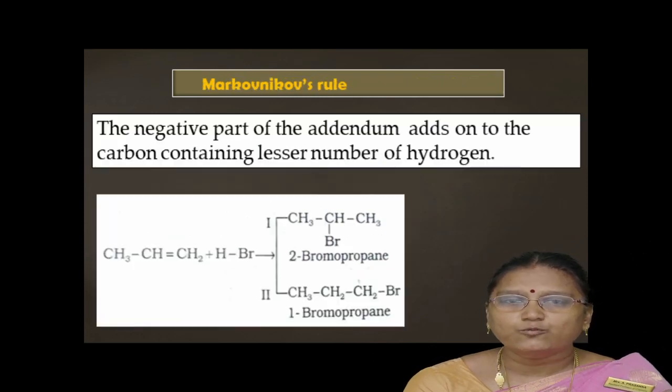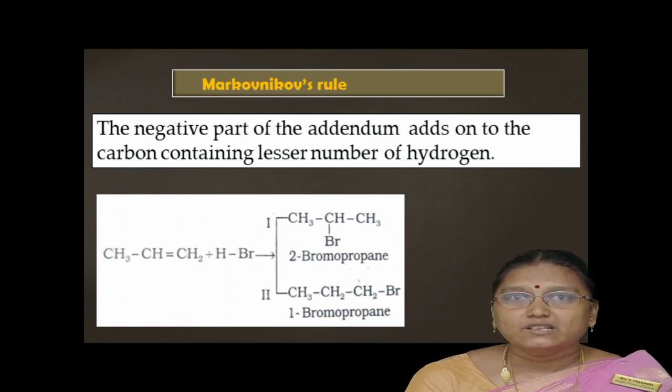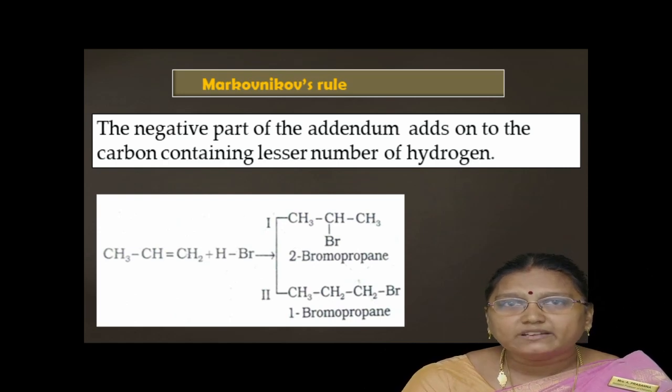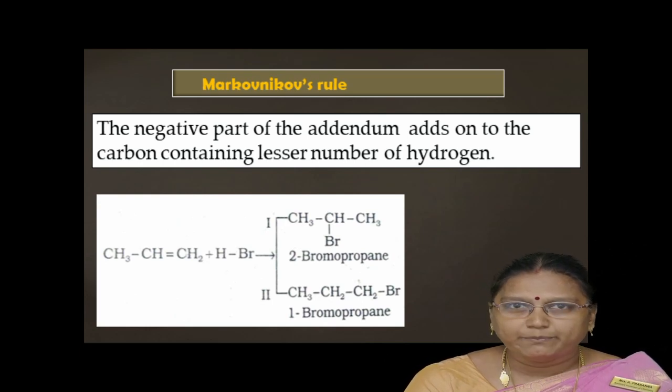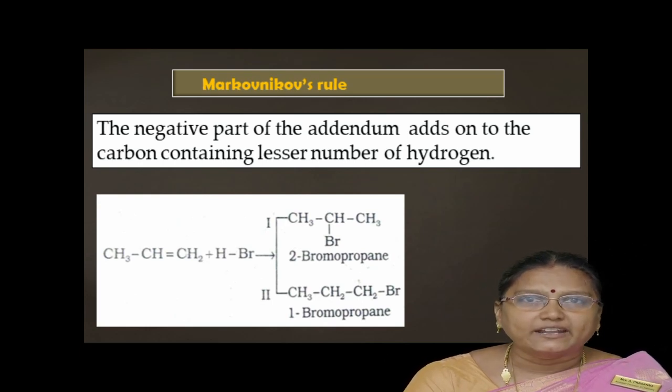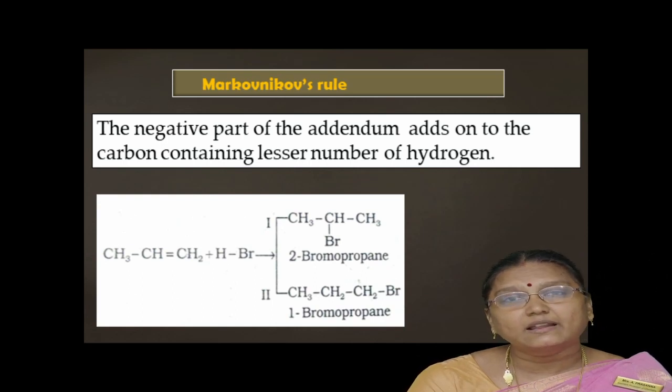Let me point out what is Markovnikov's rule. Actually, this rule states that the negative part of the addendum adds on to the carbon containing lesser number of hydrogen. One more time I will repeat. The negative part of the addendum adds on to the carbon containing lesser number of hydrogen.